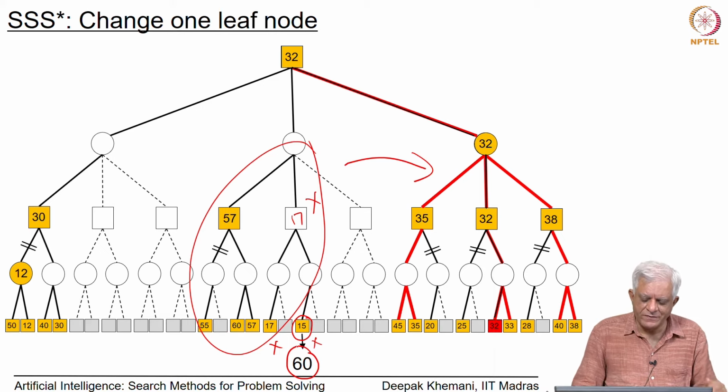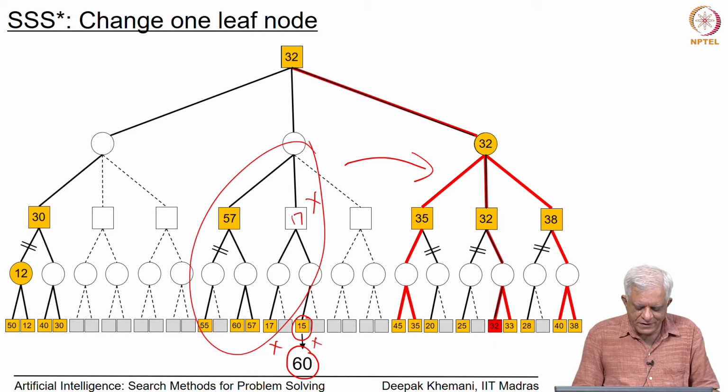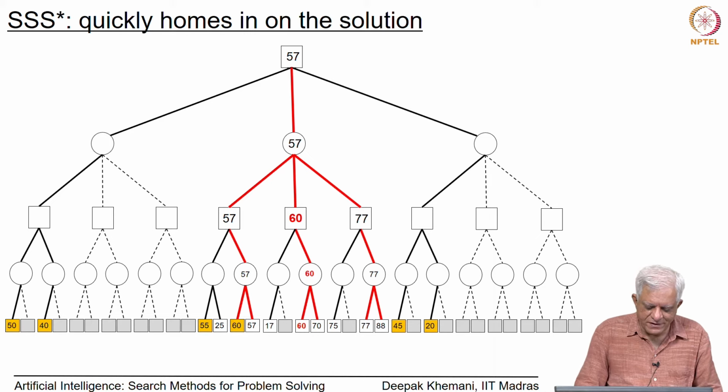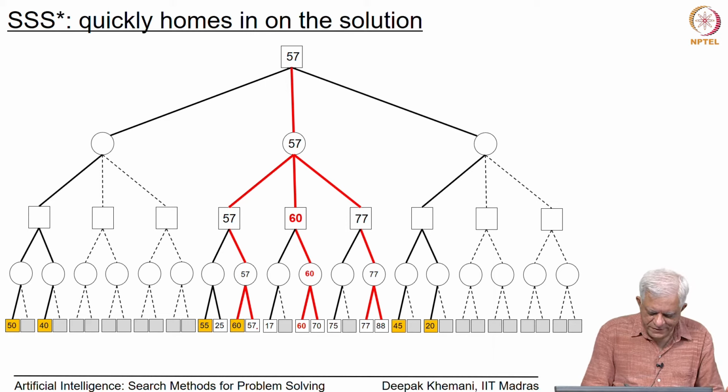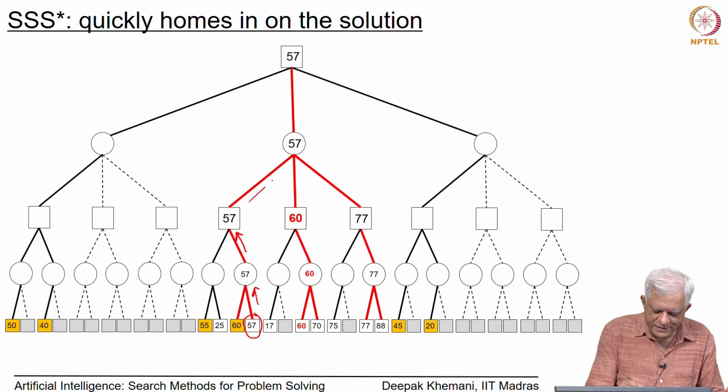what would SSS star have explored essentially. So, if we run through this algorithm, and I will encourage you to do that, just keep the same tree and change this value of 15 to 60, and then you will see that SSS star very rapidly focuses towards the best strategy. The best strategy in our case comes from this node 57, which is what its min parent selects and then its max parent selects it and then this.